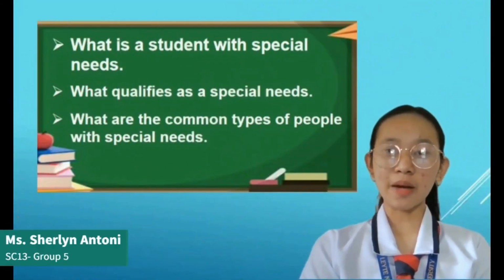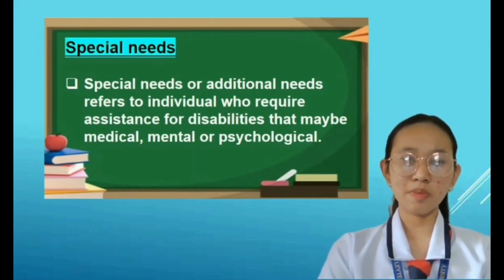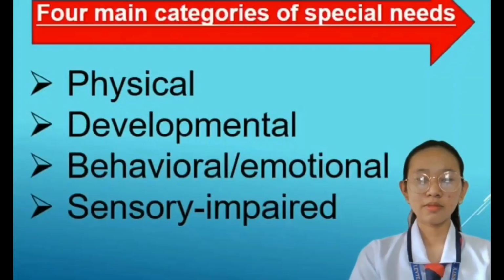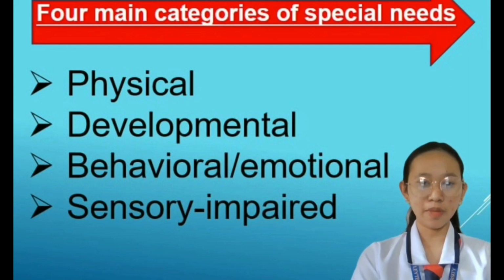Before we proceed to the other topics, let's first understand what a student with special needs is, what qualifies as special needs, and what are the common types of people with special needs. So what is special needs? In clinical diagnostic and functional development, special needs or additional needs refers to individuals who require assistance for disabilities that may be medical, mental, or psychological. The following categories are not the only way to categorize special needs, but rather represent how individuals may experience disability, namely physical, developmental, behavioral or emotional, and lastly, sensory impaired.